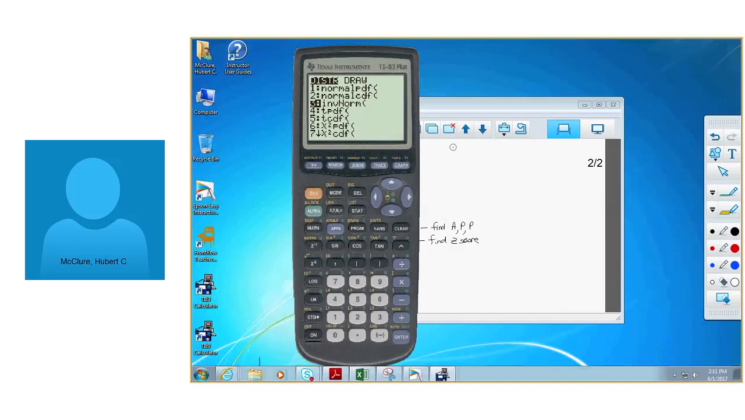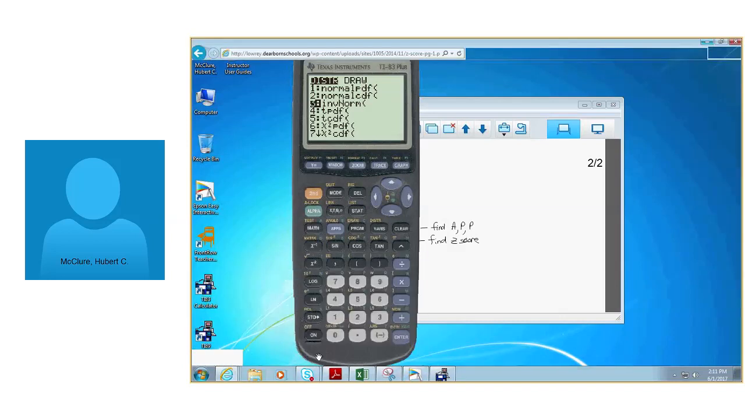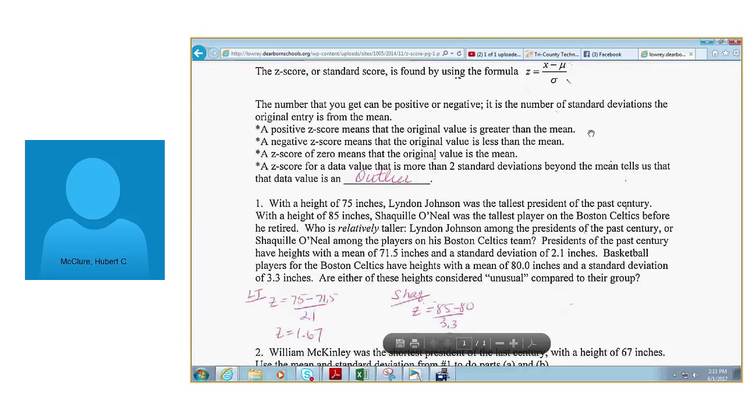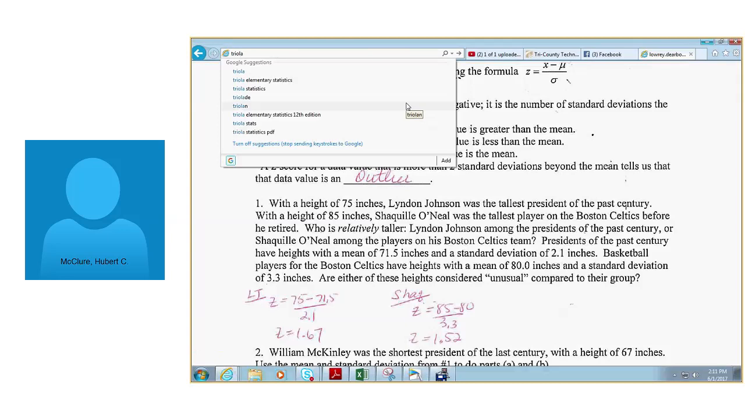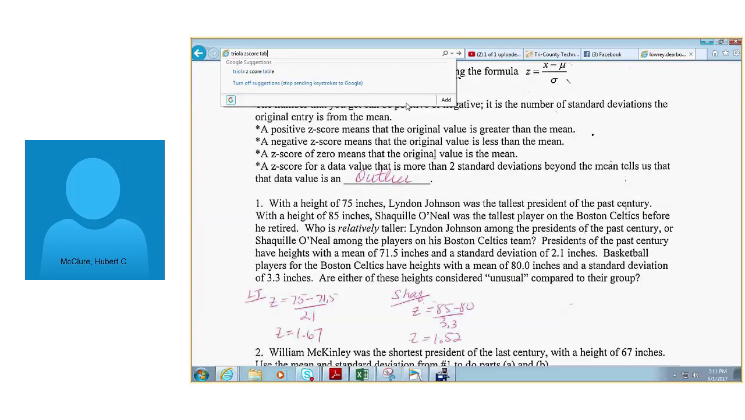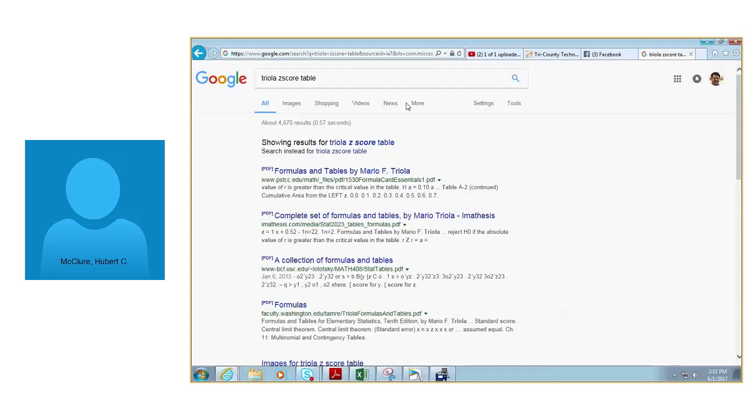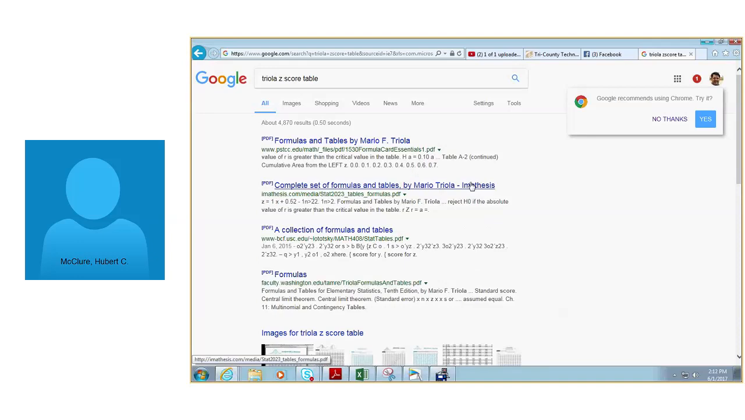If you don't have a calculator, then you're going to have to use the handy dandy table. You can find the table, just look up Triola, or you can look up your book, either one. Triola Z-score table. And it'll pull up a lot of different ones. The first one is the one I picked right here, Formula Tables by Mario F. Triola.